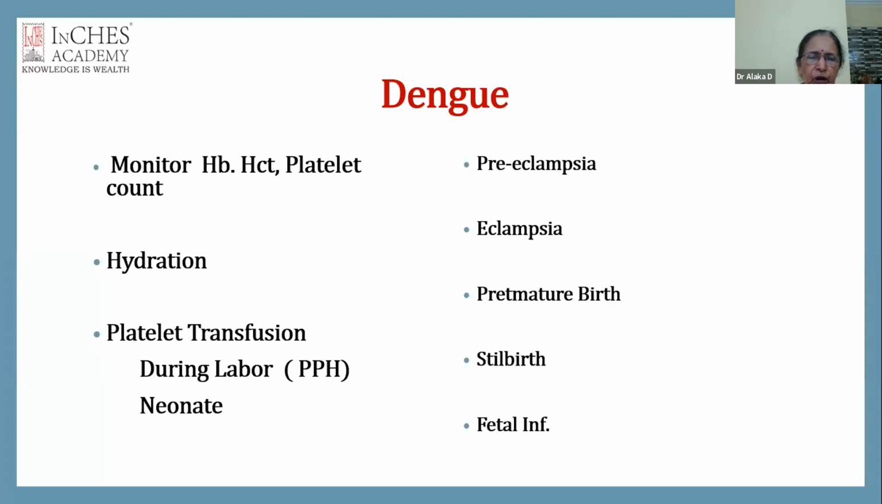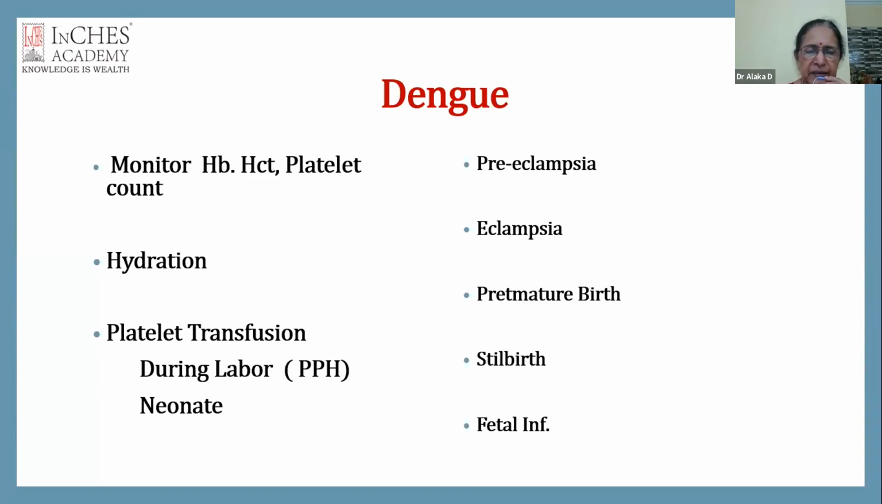Now, dengue, monitor the hemoglobin. Most important is hematocrit. If there is hemoconcentration, the hemoglobin will go on increasing. So measure the hematocrit, see the platelet count. If the hematocrit is rising, hemoglobin is rising, hydrate the patient. That is the first and the most important thing. If the platelets are less than 20,000, then only give platelet transfusion.